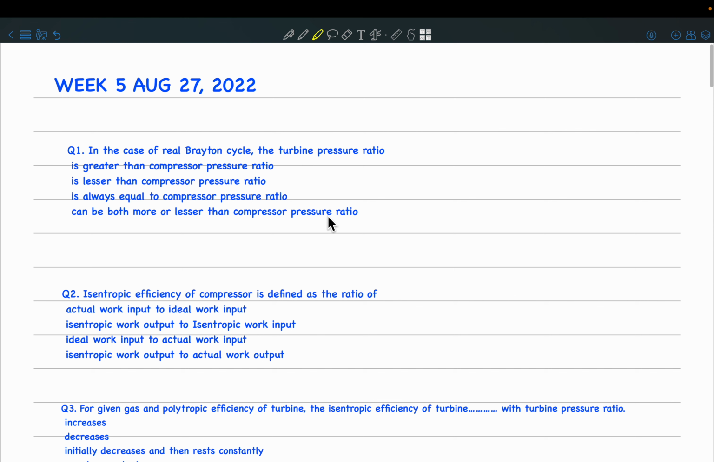Hello? Yeah, what is the answer here for a real Brayton cycle? Is it greater than or lesser than the compressor pressure ratio? Yeah, so the answer is lesser than. Why?